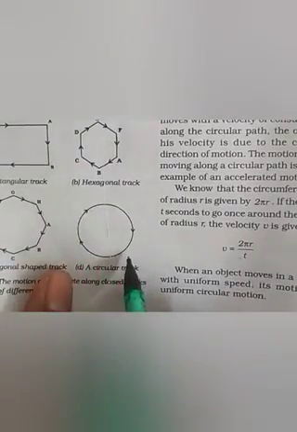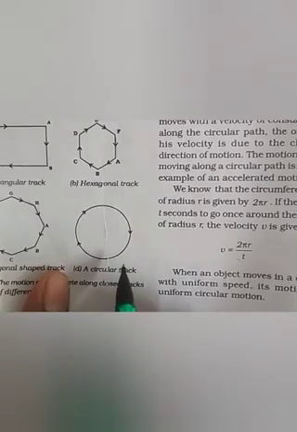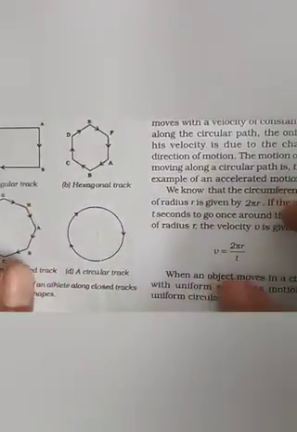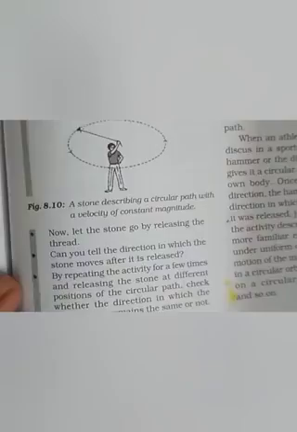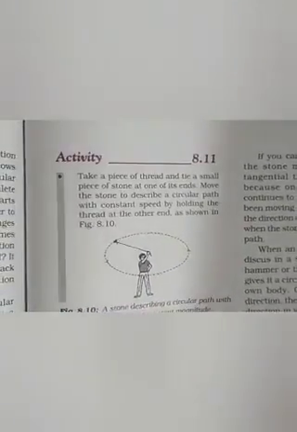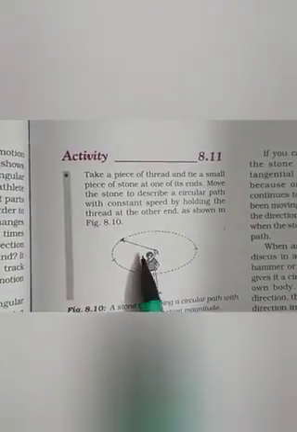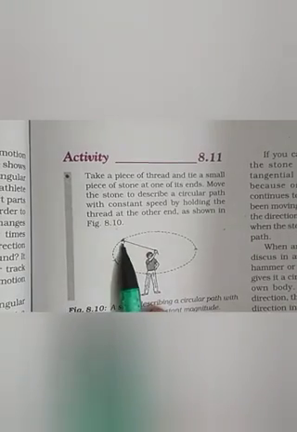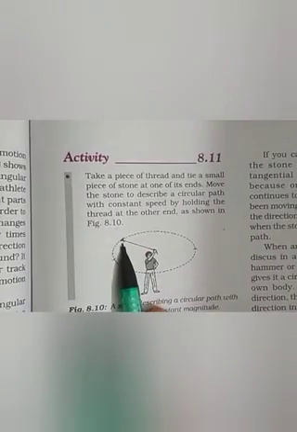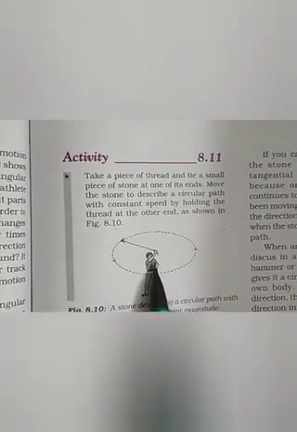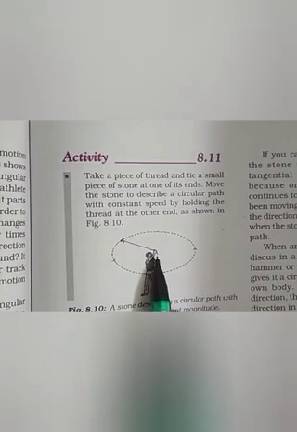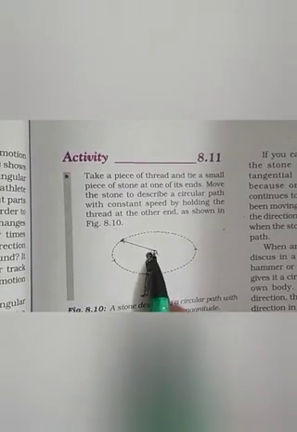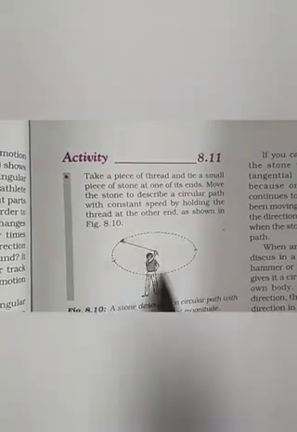Understood? Now let's read one activity, which you can try outside, not at home. You take a string, at one end of the string tie a small stone, stand in the center of any playground, hold this string like this and start moving it in a circular direction.